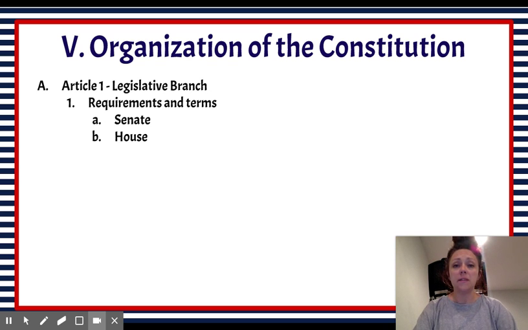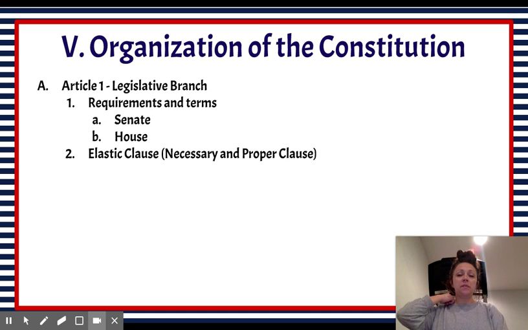So notice that to be a member of the Senate or the House of Representatives, you do not have to be a natural-born United States citizen, meaning you don't have to have been born in the United States. As long as you've gone through the legal steps to become a citizen, then you can serve in our legislative branch.